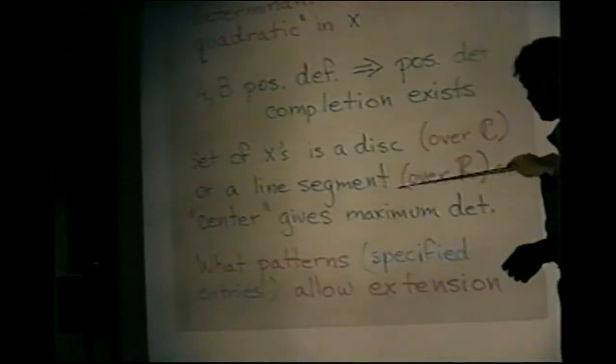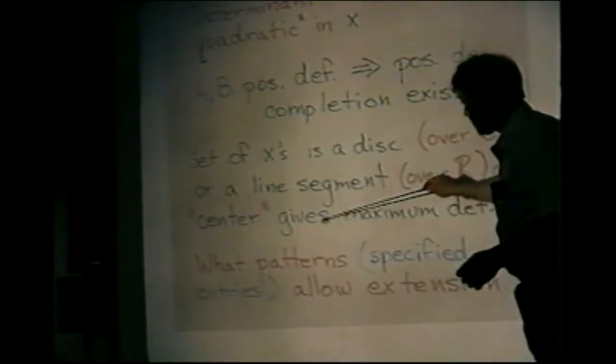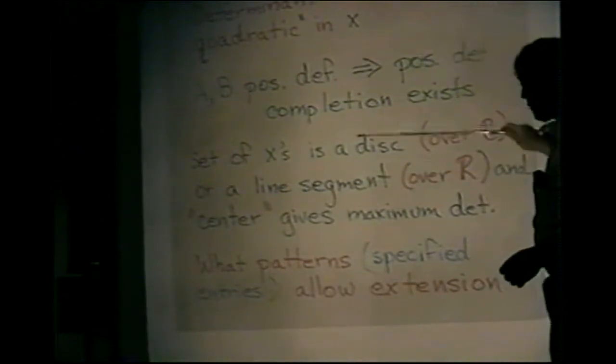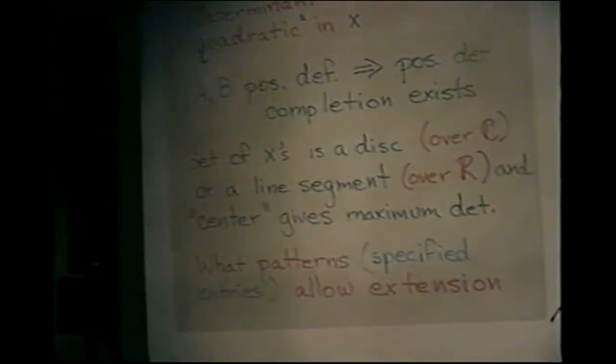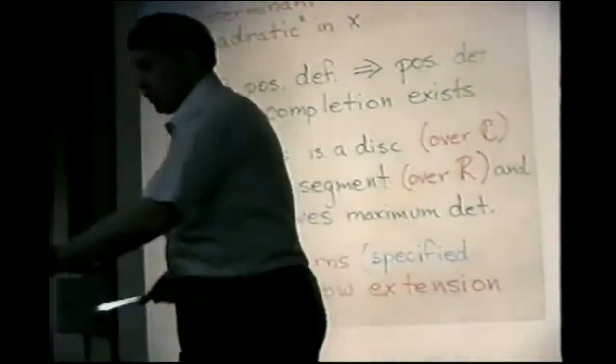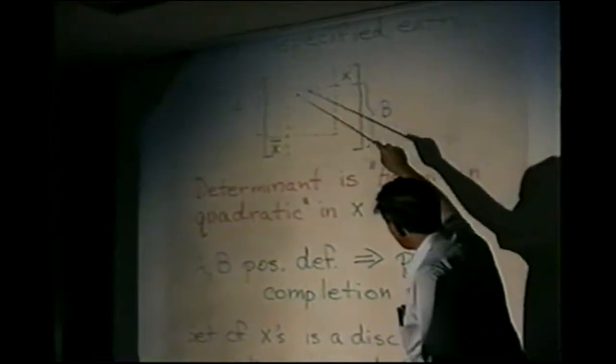Furthermore, the set of X's that gives me a positive definite completion is a disk over the complex numbers, or in the case we're working over the reals, it's a line segment. And in either event, the center of that disk or the line segment gives me the maximum determinant completion. And furthermore, one way to characterize the X that gives me the maximum determinant completion is that when I invert the completion with the correct X, I will get zero in the corners, okay? So the inverse will have zeros in the corners.